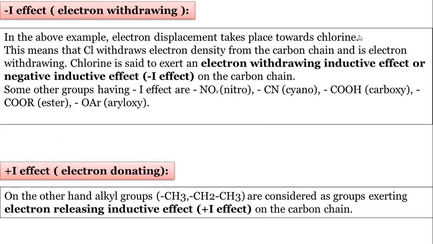So there are two types of inductive effects. First one is minus I effect. Minus I effect is electron withdrawing effect, and second one is plus I effect. Plus I is electron donating effect. So for example, in the first example chlorine is given. Chlorine withdraws the electron density from the carbon chain. So it is minus I effect. Minus I means which group is attached, that is responsible.